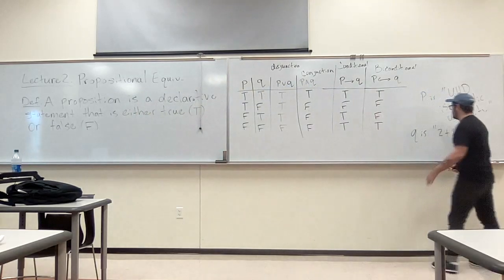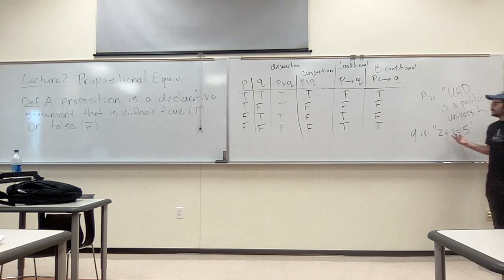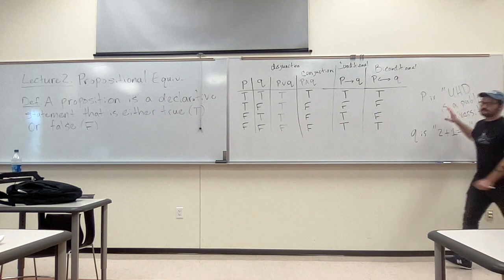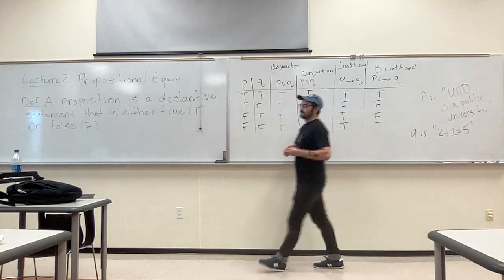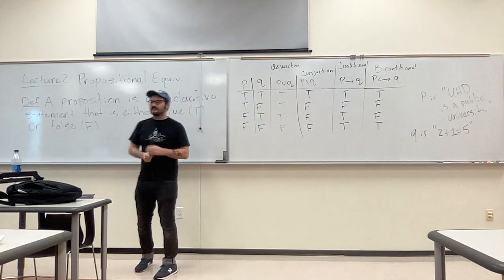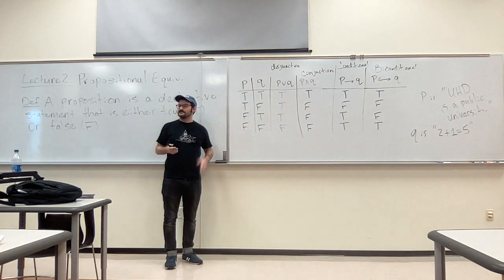The conditional, so this might be weird, but let's do if Q then P. So if 2 plus 1 is equal to 5, then UHD is a public university. That's true because the hypothesis never was satisfied.